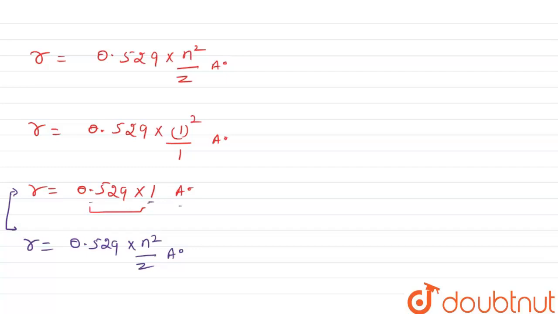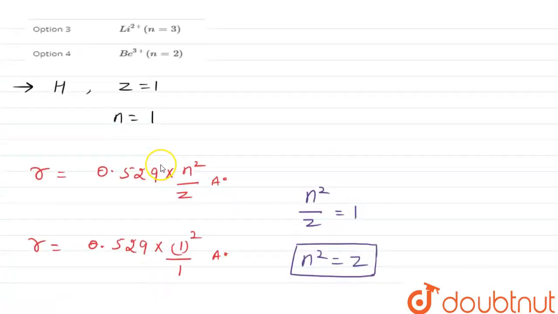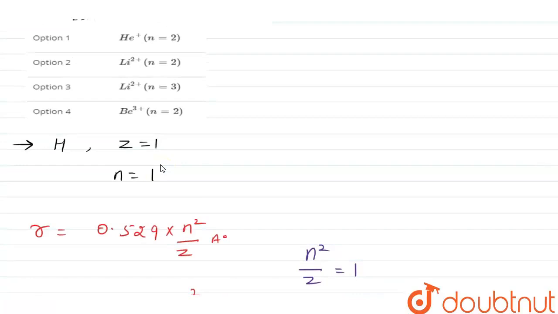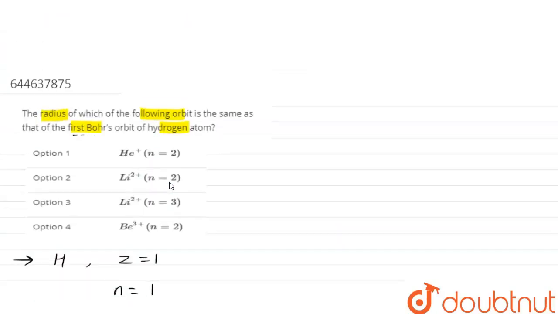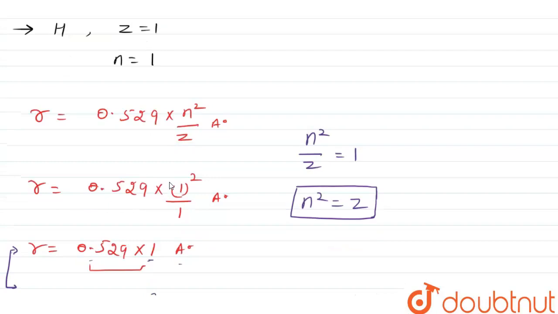That means the value of n square by Z is 1 here. So we can say n square equals Z. Now we have to check in the given options where we get n square equals Z. Here n is the number of the orbit, or we can say the number of shell, and Z is the atomic number. So these values should be equal.